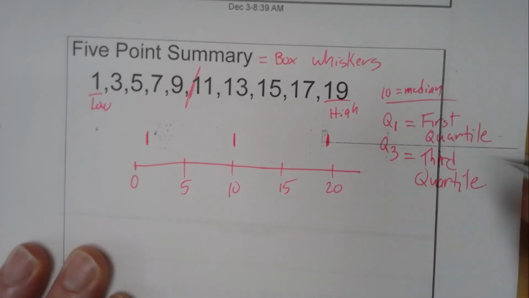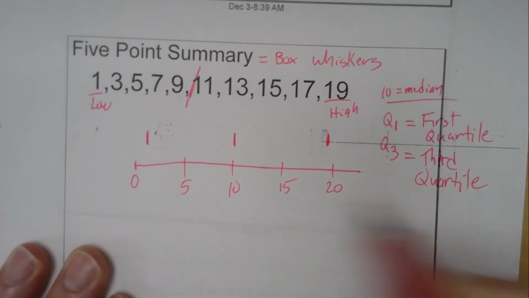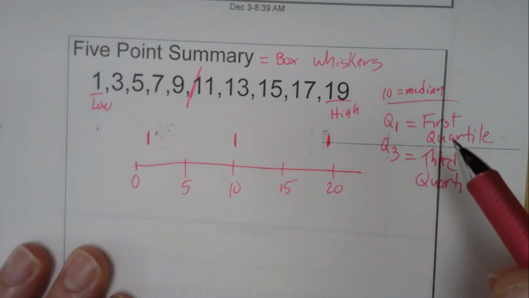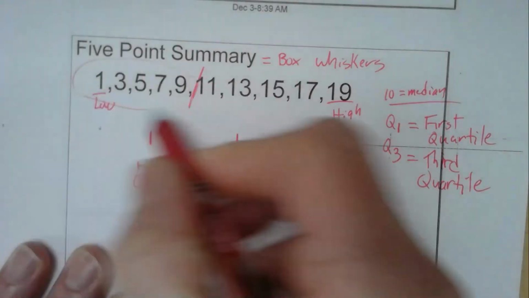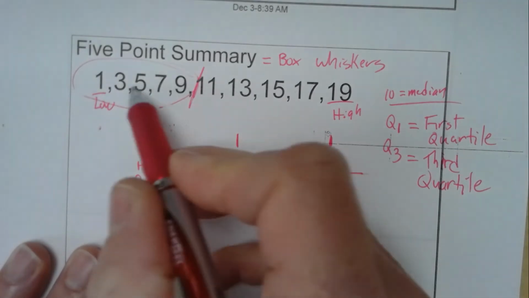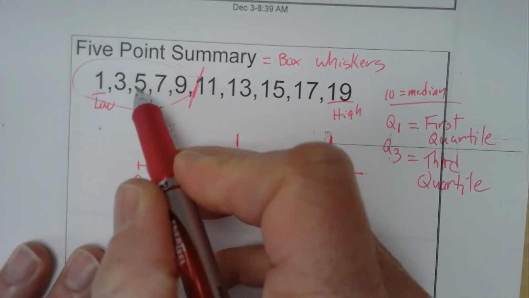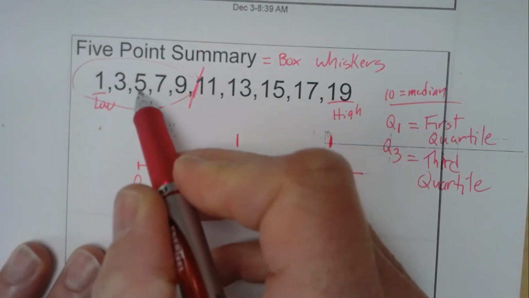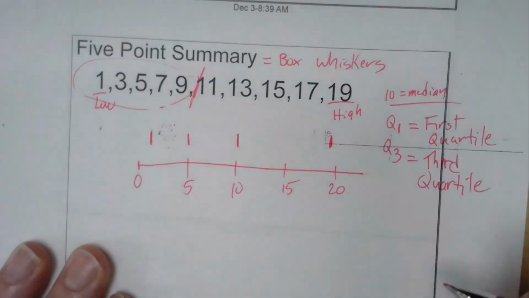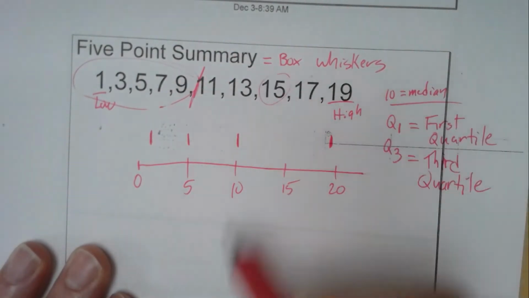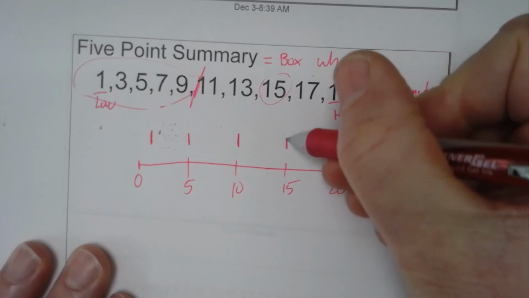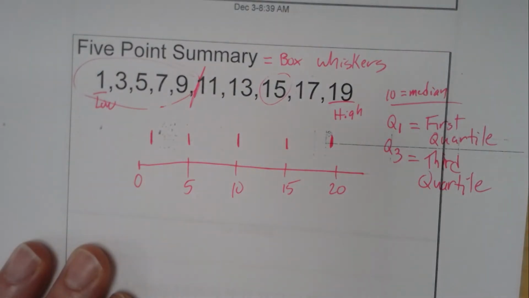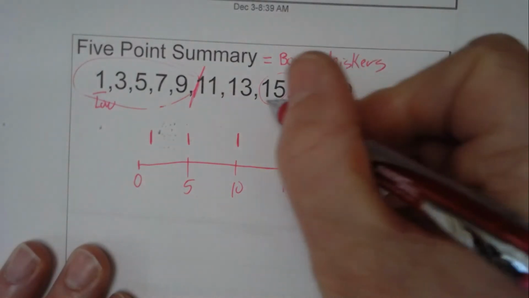Okay, so the first and third quartile are the medians of the upper and the lower parts. So if I look at this data right here, I have 1, 2, 3, 4, 5. So 5 would be the median of the lower part of the data. So I mark 5. And then 15 would be the median of the upper part of the data. So this is Q3, and then this is Q1.